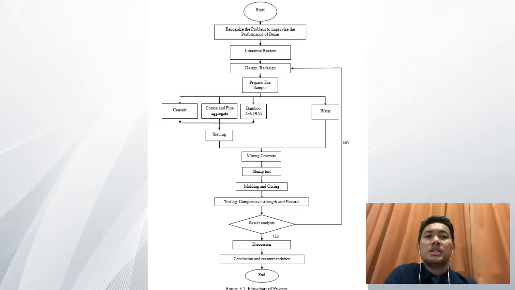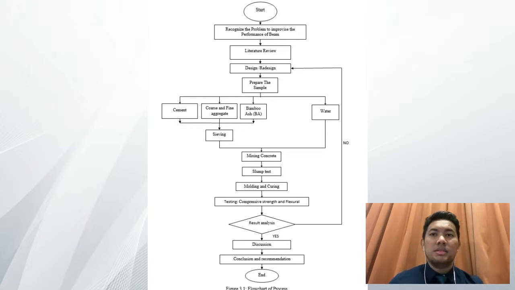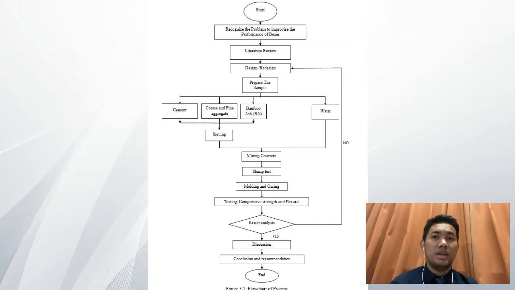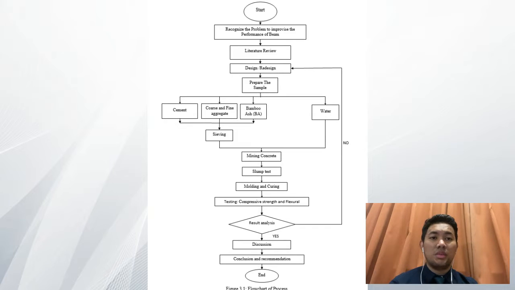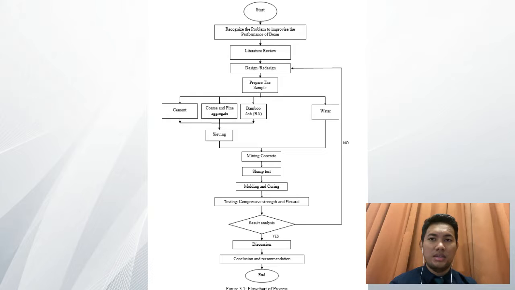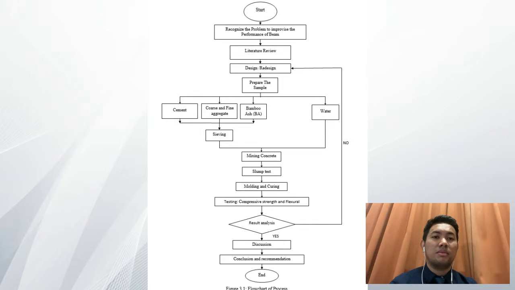For the study methodology, based on the flowchart, I will start by recognizing the problem of improving the performance of the beam, and then I review some research related to my final year project. Then I will design the concrete mixture, for which I have decided to use the DOE mix method. Then I will prepare the samples, and each sample and material will be sieved according to the design. Then I will start mixing and test the workability of the concrete, followed by molding and curing, and then testing for compressive and flexural strength. From that I will analyze the data to see whether the hypothesis is proven or not, and make a discussion to conclude my study.